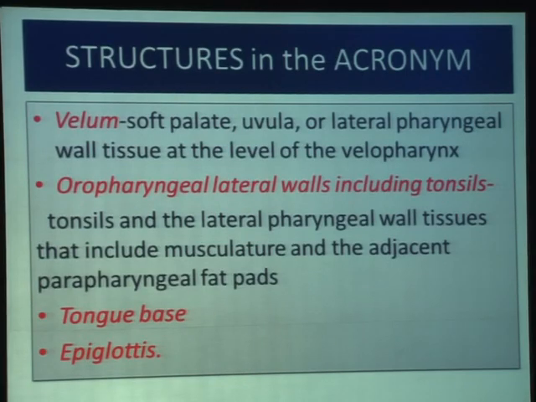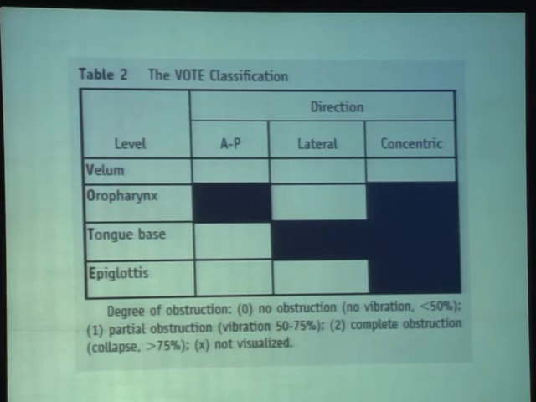So what are the structures of the acronym? Now, VOTE, as you've seen, V stands for velum, O stands for oropharynx, T for tongue base, and E for epiglottis. So each one of them you're supposed to see and examine. Now, they can collapse in an AP way, laterally, or concentrically. And based on that, you give particular marks to it, like how we do in pediatric airway. So 0, 1, 2, and not visualized.